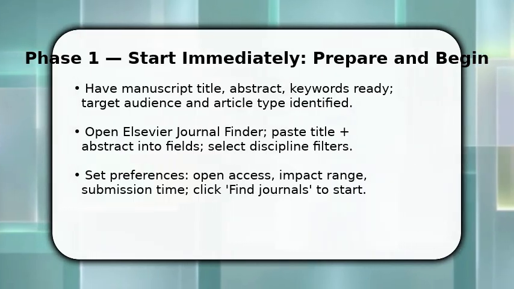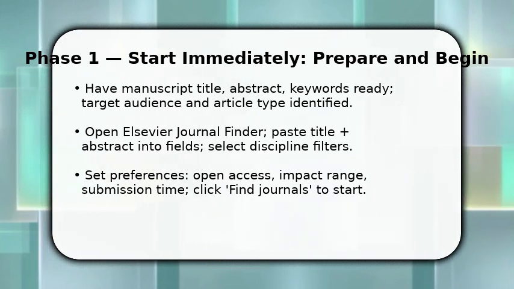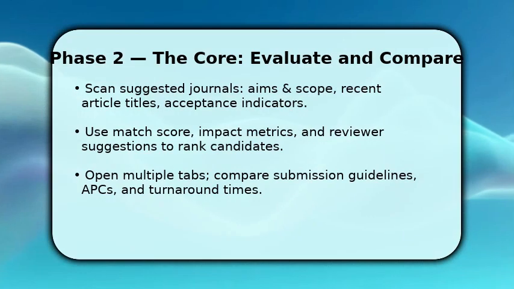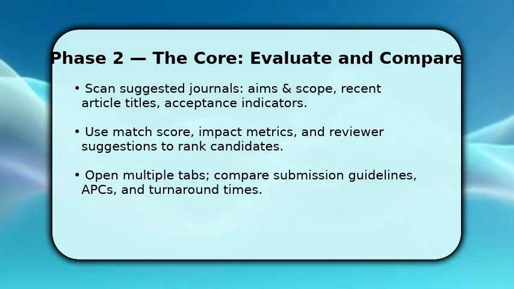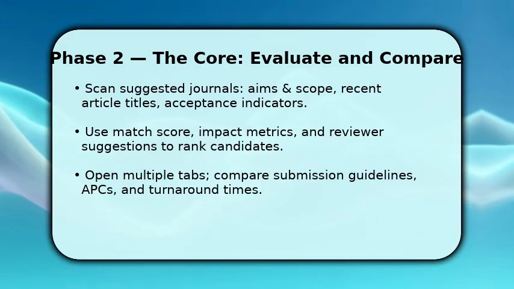This immediate action establishes the search signal. It tells the tool what to prioritize so you can move to detailed selection. You now evaluate each suggested journal with a critical eye. Look at the aims and scope, sample recent titles, and the match score the tool provides. These explain why a journal fits.